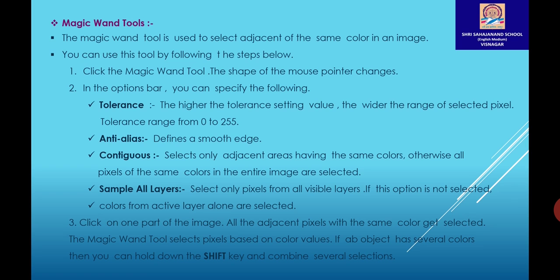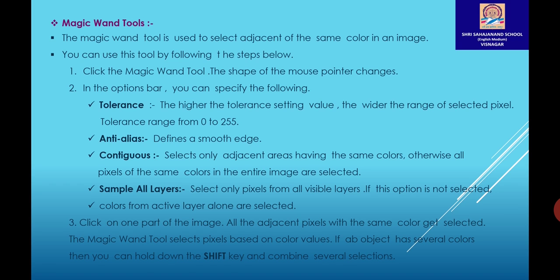Now magic wand tools. The magic wand tool is used to select adjacent pixels of the same color in an image. Remember this: select adjacent pixels of the same color. You can use this tool by following the steps. Number 1. Click the magic wand tool. The shape of the mouse pointer changes.